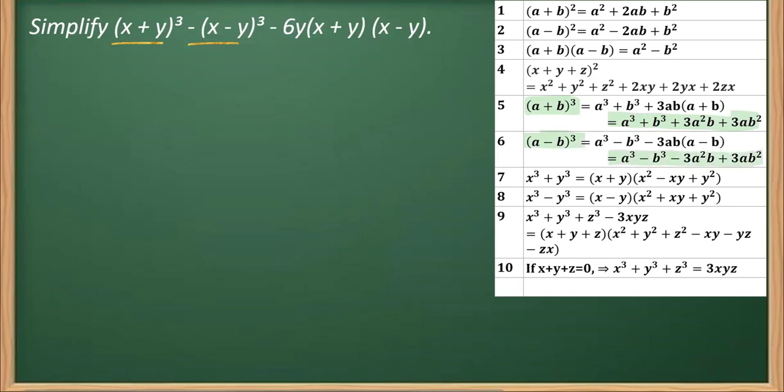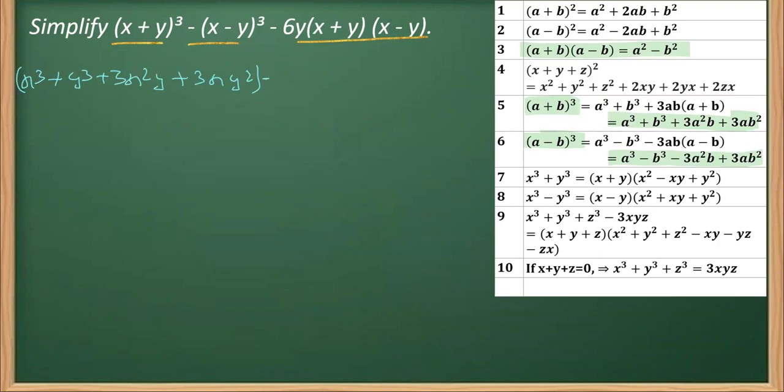Further, we can see that this is in the form of (a plus b) into (a minus b), which can also be written as a square minus b square. So let's start by expanding the first part. In the first part, we can write this as x cube plus y cube plus 3 times x square y plus 3 times x y square. That's for the first part.